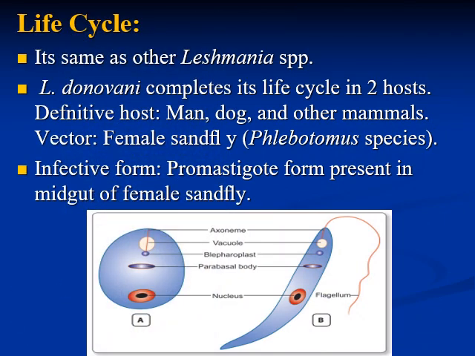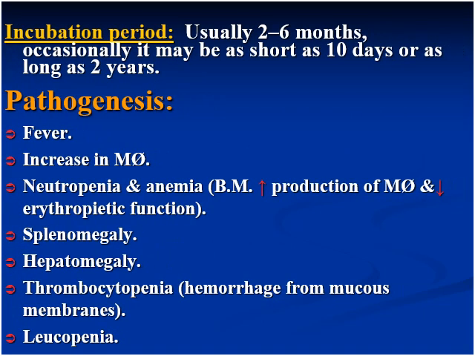Life cycle: it is the same as other Leishmania species. L. donovani completes its life cycle in two hosts, the definitive host man, dog, and other mammals, while the vector is the female sandfly, Phlebotomus species in the Old World and Lutzomyia species in the New World. The infective form is the promastigote present in the midgut and migrating to the proboscis of the female sandfly. The incubation period is usually 2 to 6 months, occasionally as short as 10 days or as long as 2 years.